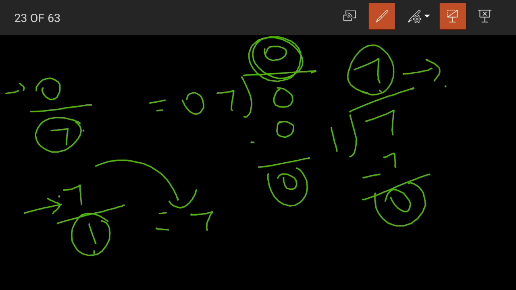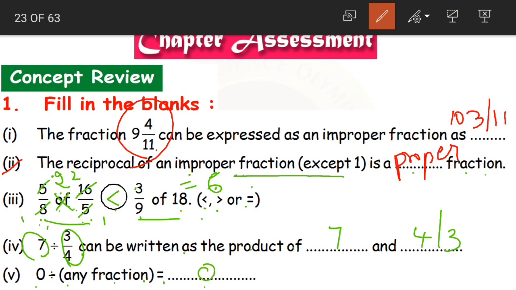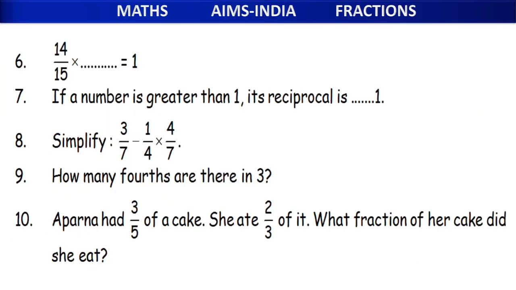Quotient is 7 itself. So whenever we are dividing 0 with any number, the answer will be 0 itself. And whenever we are dividing any number with 1, the answer will be the number itself. Clear, students? So what is our answer here? 0 divided by any fraction is equal to 0.